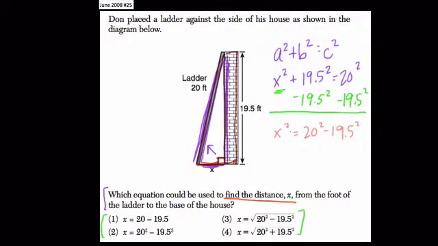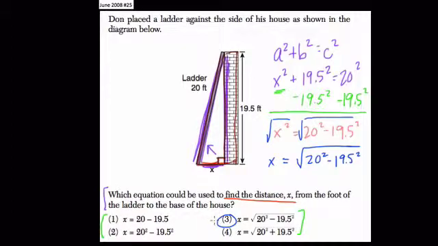But you don't want to know what x squared is. You want to know what x is, that distance. To find x when you have x squared, you take the square root of both sides. On the left side, the square root of x squared is x. And on the right, we'll just leave it in this form, the square root of 20 squared minus 19.5 squared. So that's it. X is equal to the square root of that difference, which is choice number 3. All right, hope that helped.